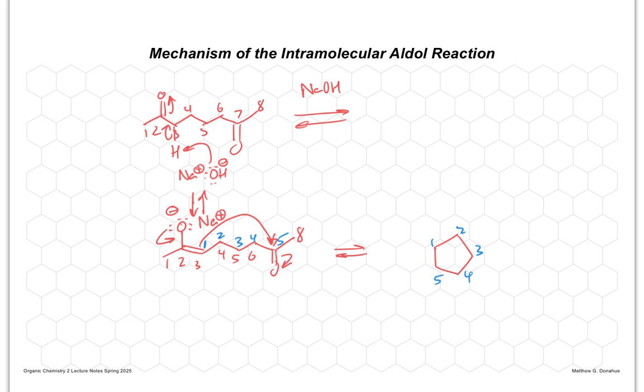And now we have to put the substituents on. So carbon 5 has to become an alcohol. It also has a methyl group hanging off it. Carbon 1 has to have a ketone hanging off it. And then the last step, we just do the proton shuffle.